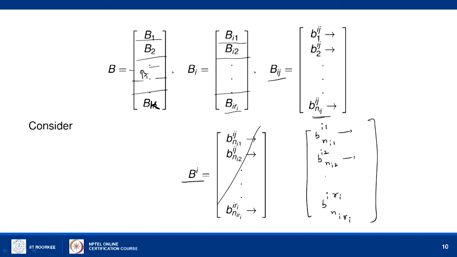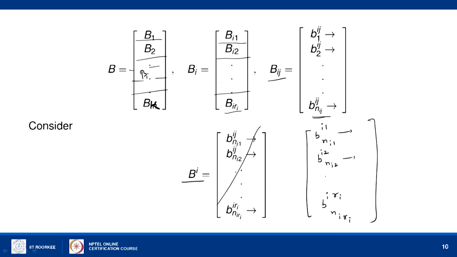So, the matrix Bij is written with Bij1 as the first row, Bij2 as the second row, up to Nij, the last row of the matrix Bij. Now, we collect the last row of each such matrix, that is, B superfix I is the matrix defined as follows.